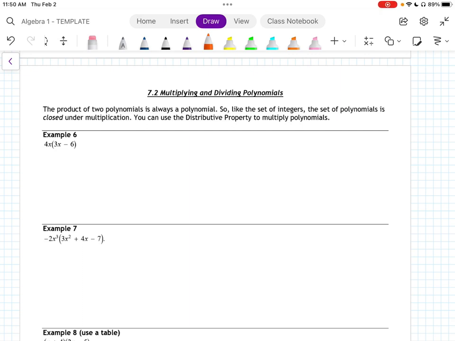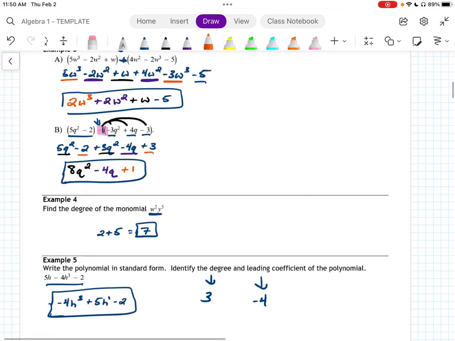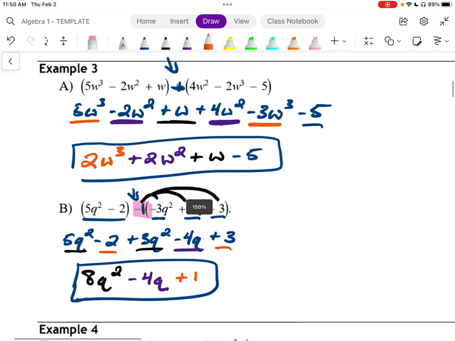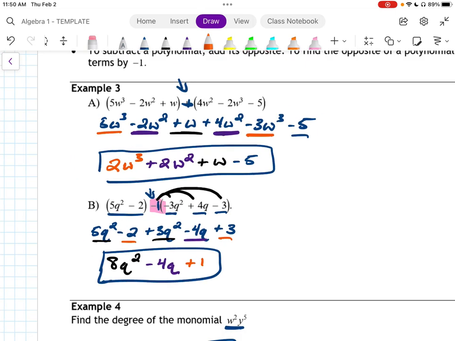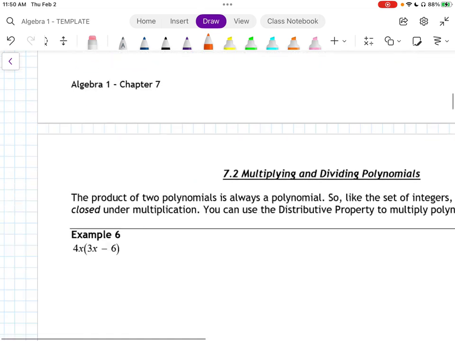All right, we're looking at 7.2 now, multiplying and dividing polynomials. So above, we added and subtracted. That was what example 3 was, right? Part A was adding, part B was subtracting. And we talked about how they were closed, right? If you added two polynomials, you got another polynomial. And if you subtracted two of them, you got another polynomial. So here, we are multiplying and dividing.